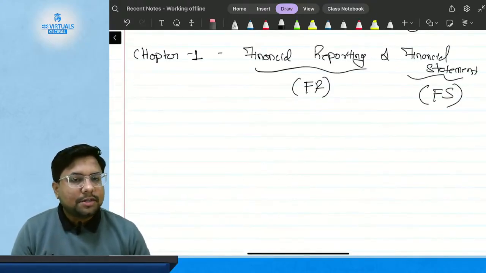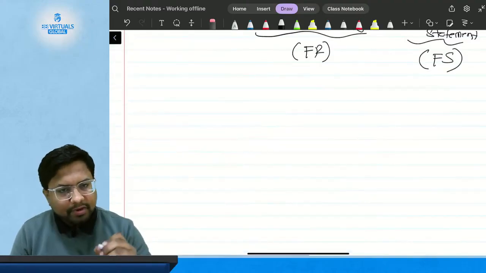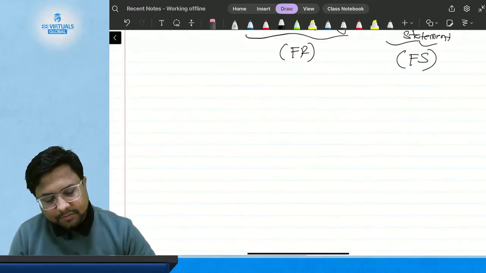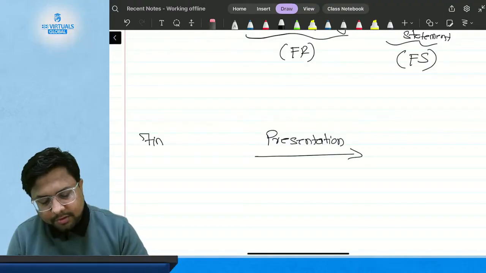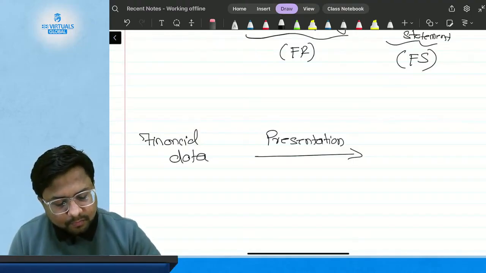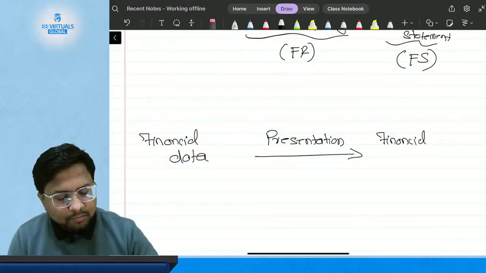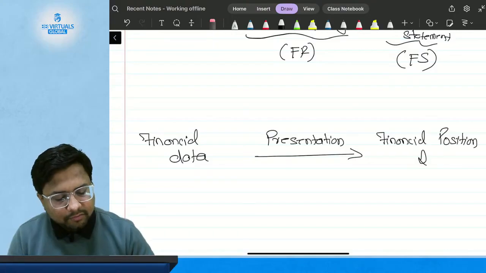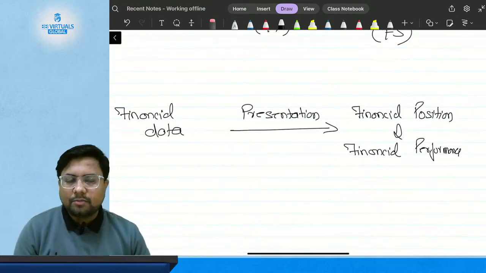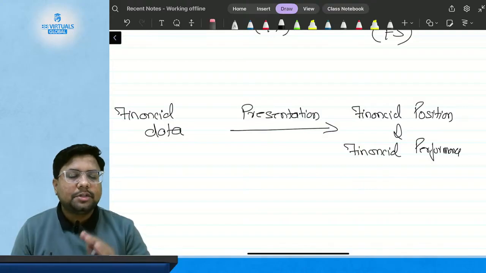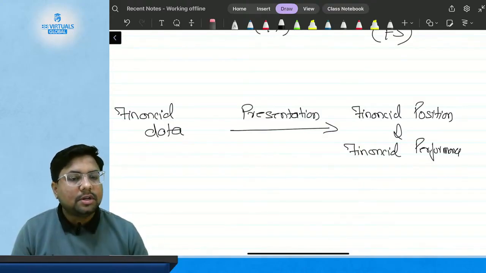Now start with what is financial reporting. Financial reporting is a presentation of financial data in the form of financial position and financial performance.